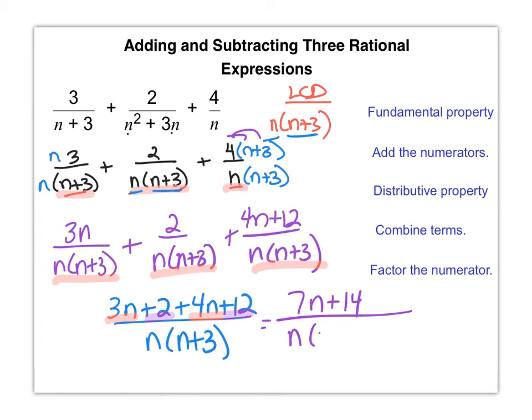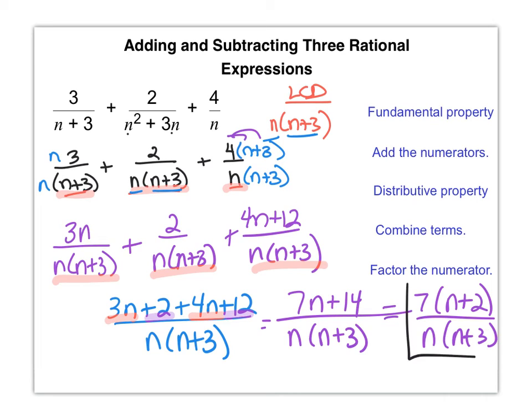In the denominator, we have n times the quantity n plus 3. It looks like we can factor the numerator as well. You can factor a 7 and get n plus 2, and n times n plus 3. Let's leave our answer in this form. So we are able to take these 3 separate rational expressions, find a least common denominator, add the numerators, and simplify to get a single rational expression.